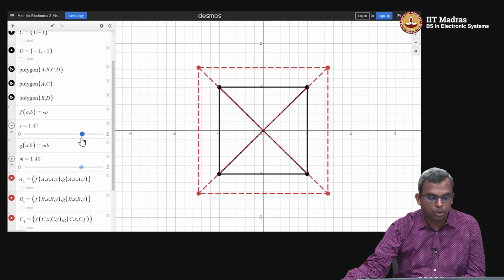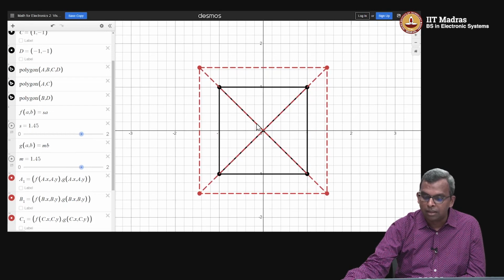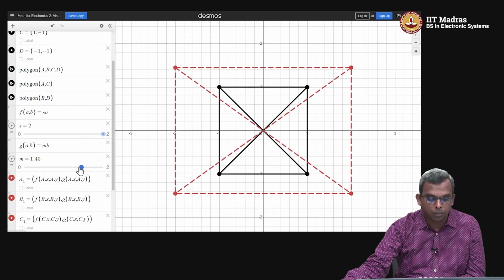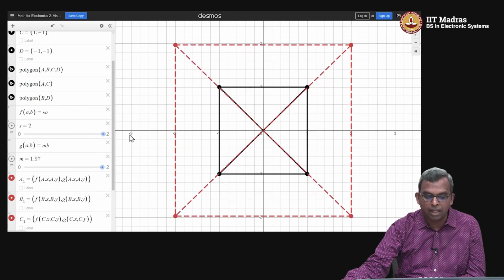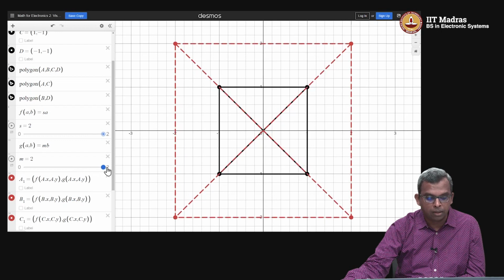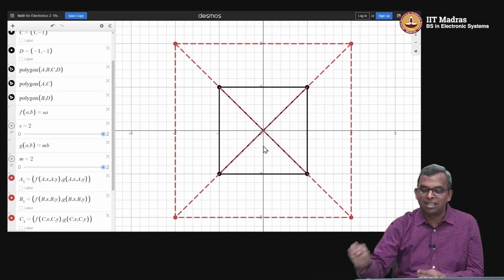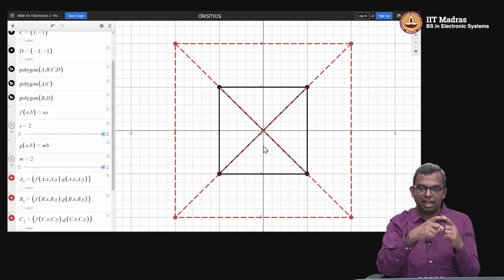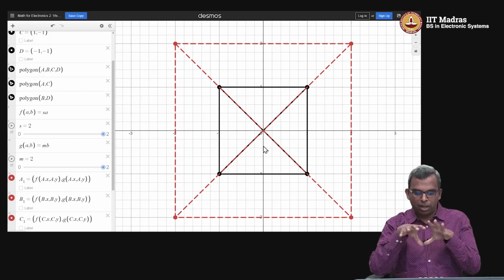So, if I scale both together, notice what happens. When I scale both together, it is just a proper scaling. If I go to 2, you will see it is just a proper scaling. This also became a square. See, it becomes a proper square, and you can see the diagonals are sort of maintained, they just extend, it scales up like that. So, when the gains are the same, this square remains a square.